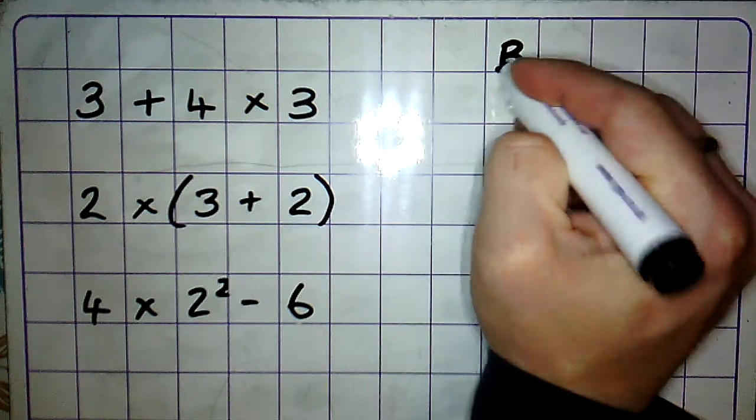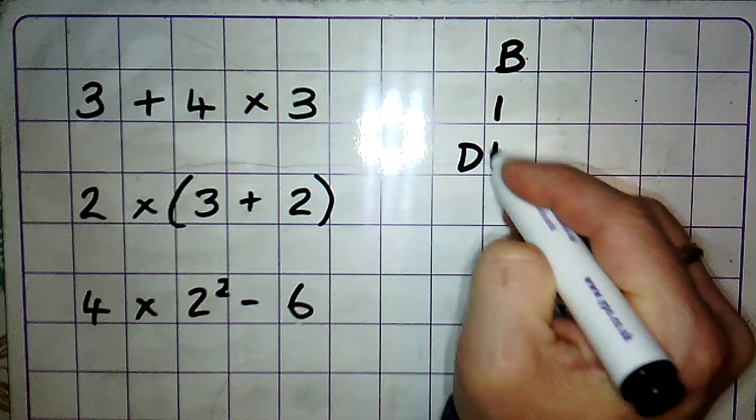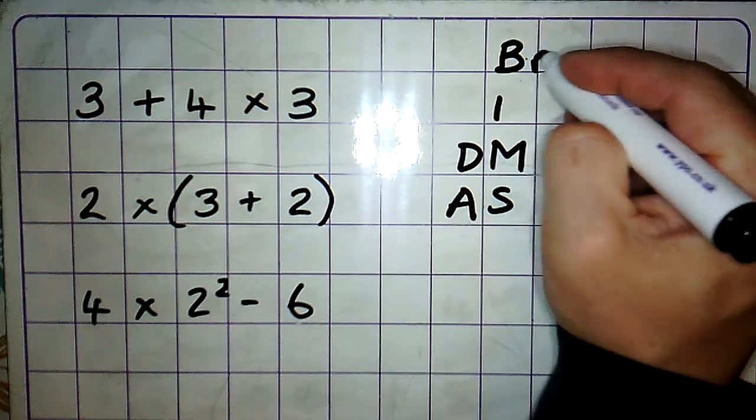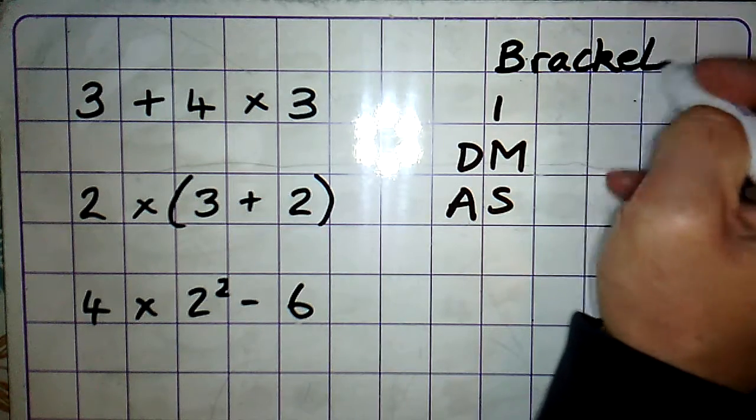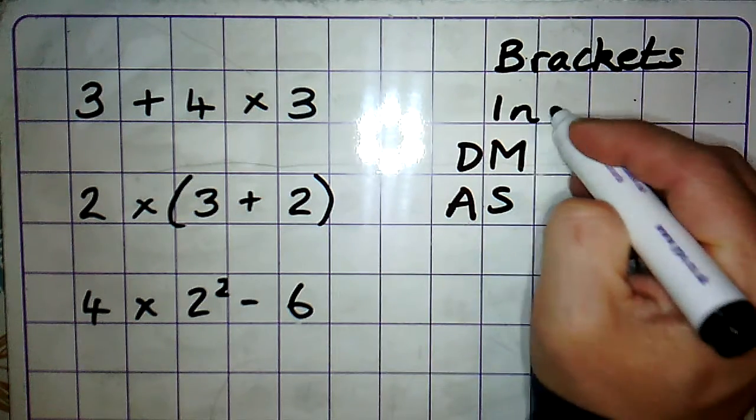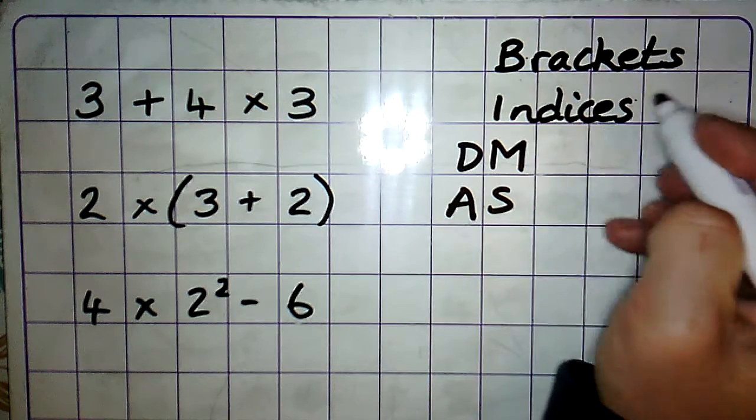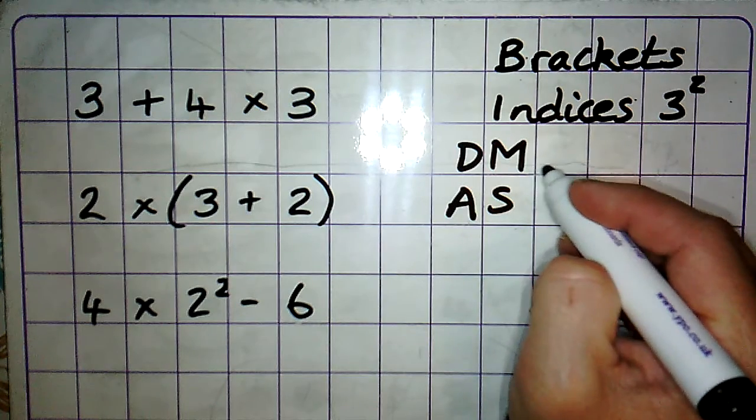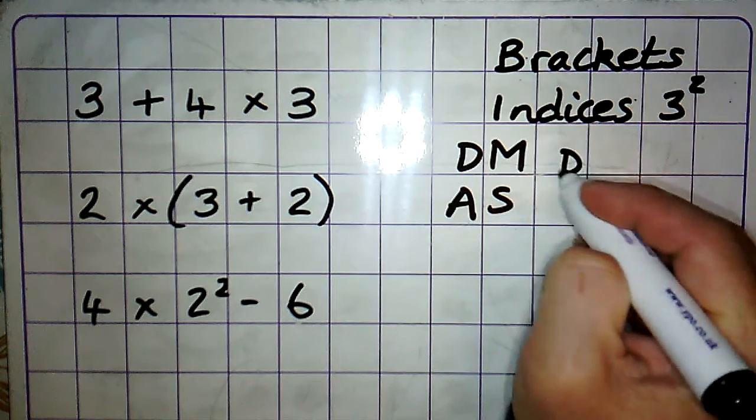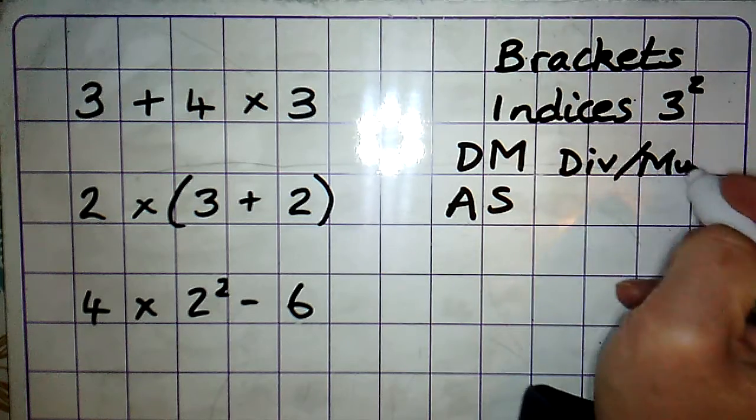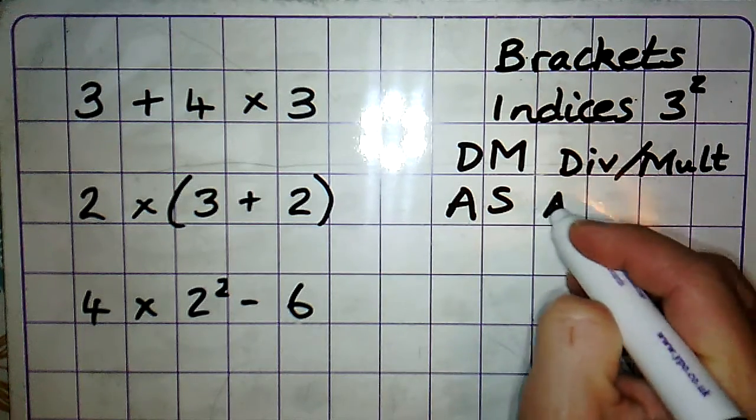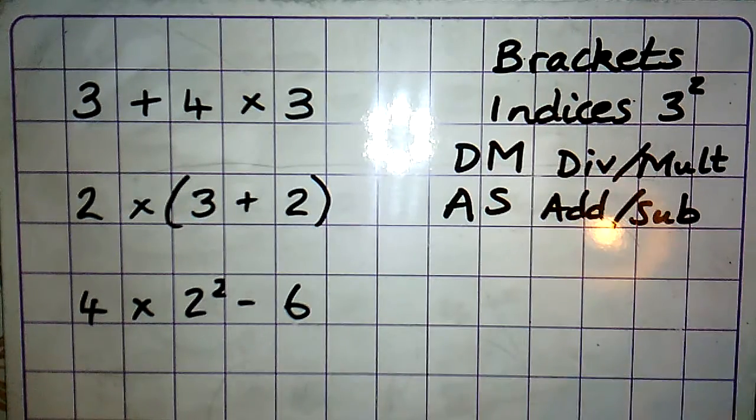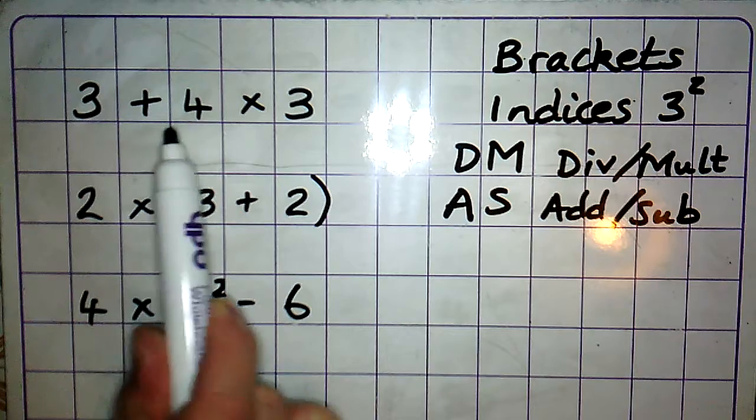We sometimes call it BIDMAS, and BIDMAS, as you probably remember, is just a word to help you remember that in any of these things we would prioritize brackets first, then indices, which is where you've got things like 3 squared, then division and multiplication. And then after that we would look at addition and subtraction.